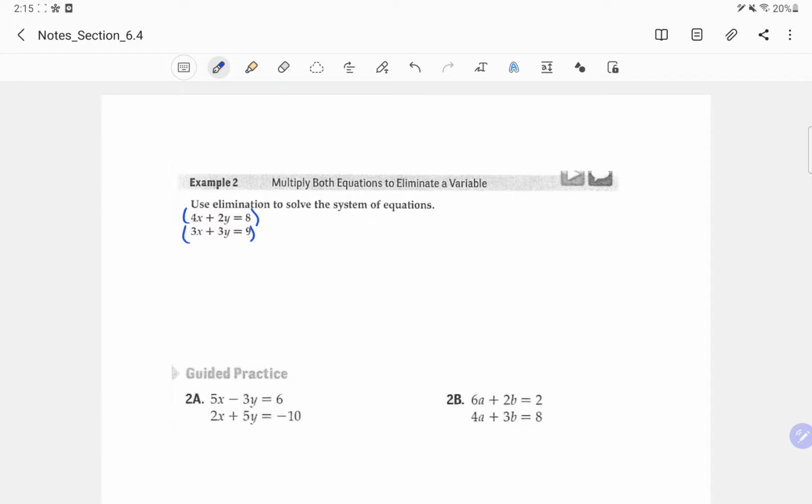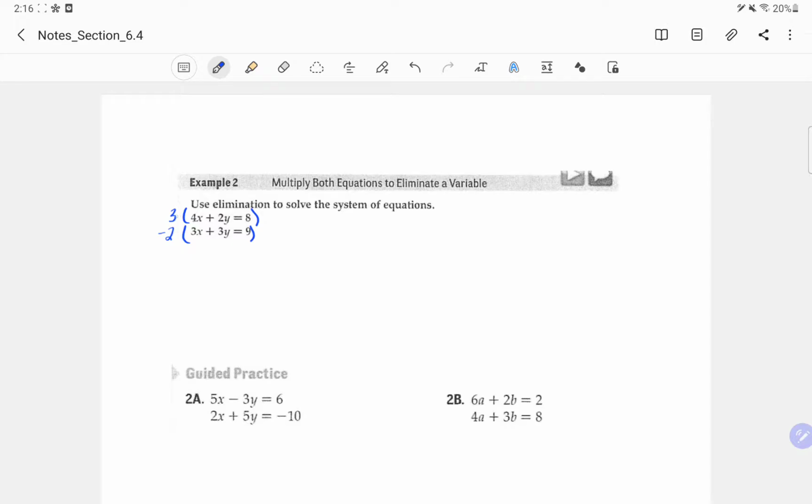If I want to eliminate y, I need my y values to be the same. So both equations are going to get multiplied by a number. I want them to be the same with opposite signs. So if I want to make 2 and 3 the same thing, I'm going to multiply them by each other. So if I multiply this one by 3 and this one by -2, they're going to come out to be the same number with opposite signs.